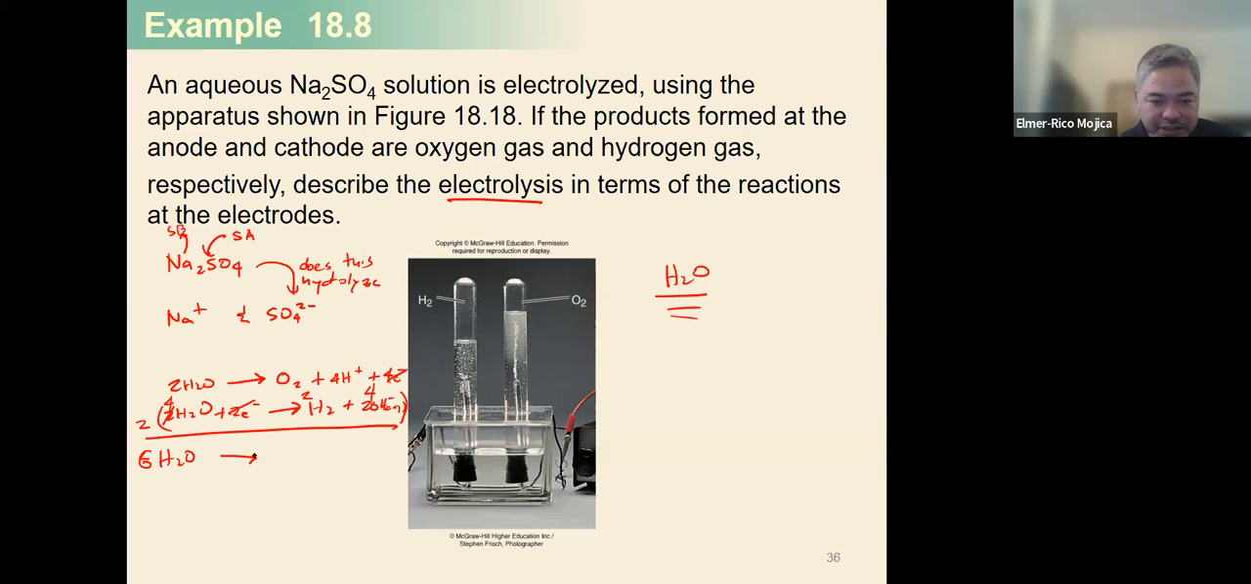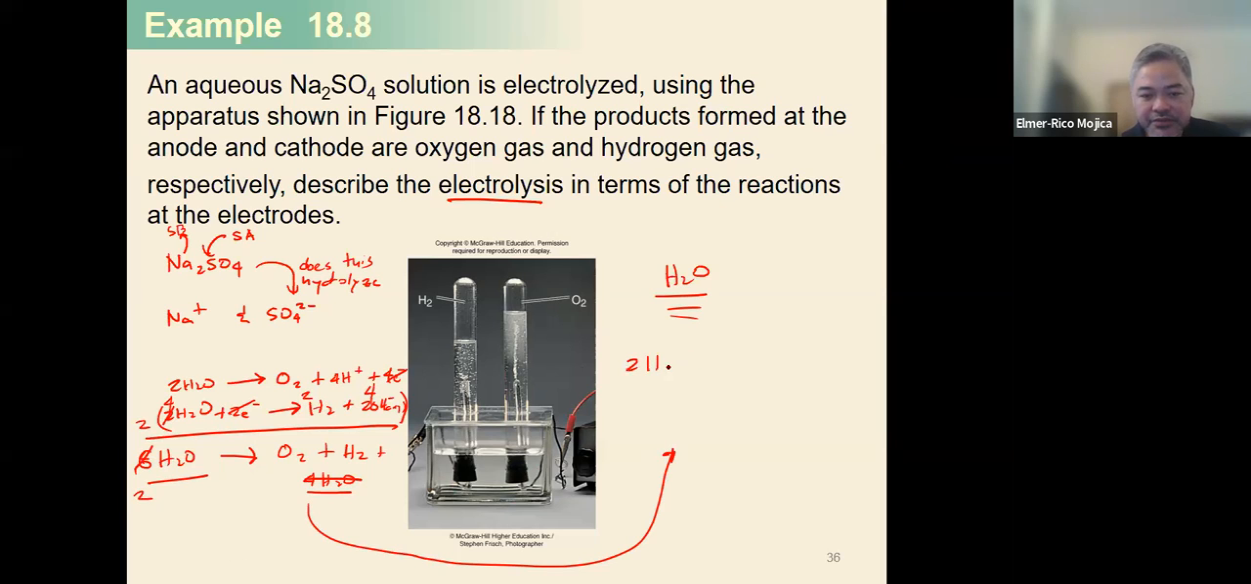So you will have oxygen plus 2H2 plus how many water? 4. And if you break it down, you have 6 water here, 4 water here, so you eliminate the 4 water, leaving you with 2 water. So 2 water will give you oxygen plus 2H2. So that's the overall reaction. Your sodium sulfate will not hydrolyze, so they will not be undergoing reduction or oxidation.